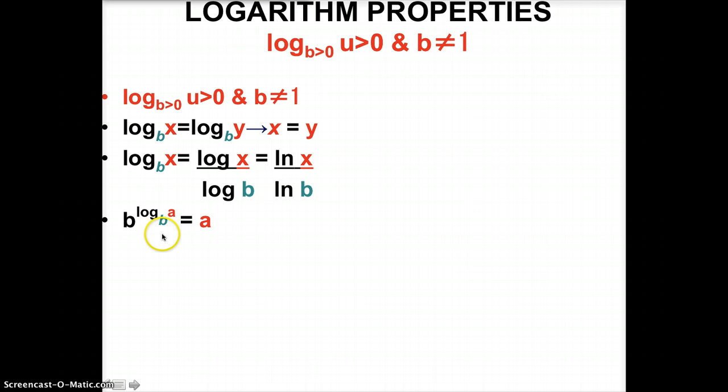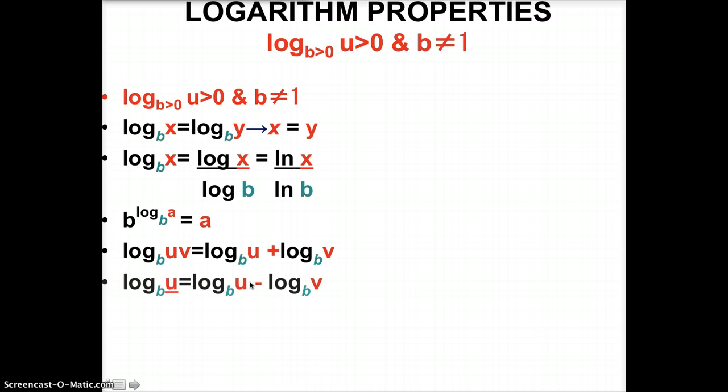Here's a form that you will use also. Here's a base b with an exponent that is the log base b of a. Notice how those two bases there match, and the solution is a. This is the product rule, which means u times v expands. This is an expansion where you would rewrite this as log base b of u plus log base b of v.